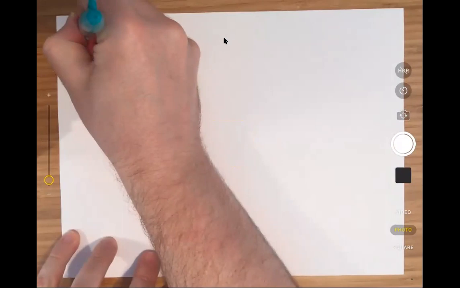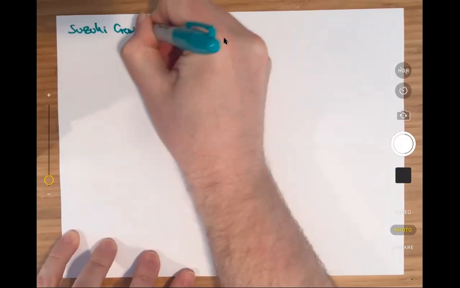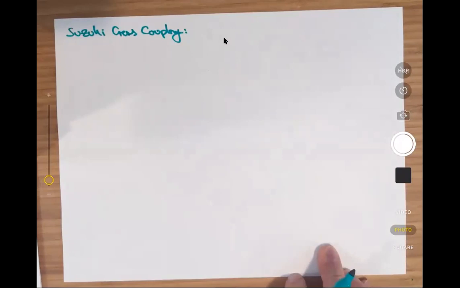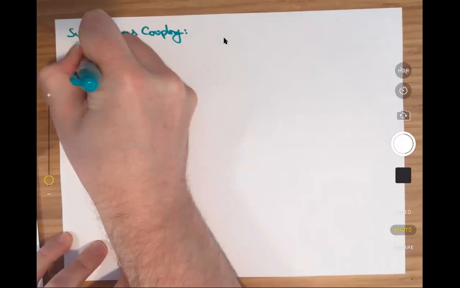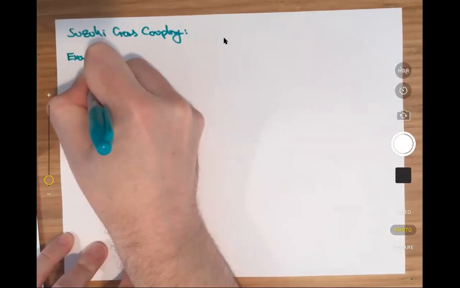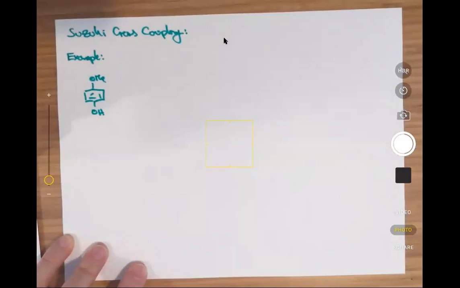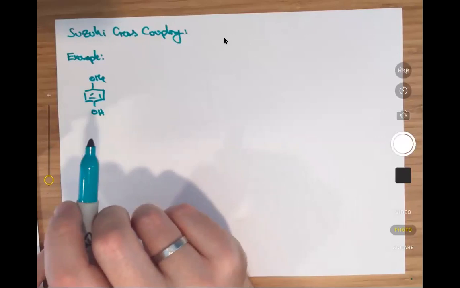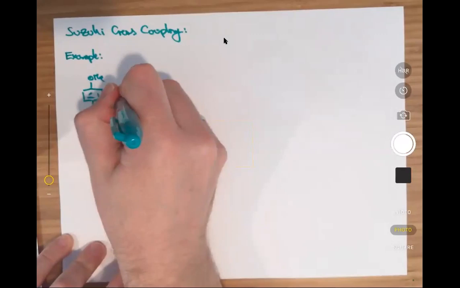So, Suzuki cross coupling. Now I'm just going to show you one simple example of this reaction. Let's take a typical scenario where you have a phenol or something like that, an OH, and you want to substitute essentially the position where this hydroxyl group is down here. Now this hydroxyl group itself does not participate in cross-coupling reactions, but we can remember, we can turn this into a triflate in one step, and that would be essentially a substrate for palladium catalyzed cross-coupling.